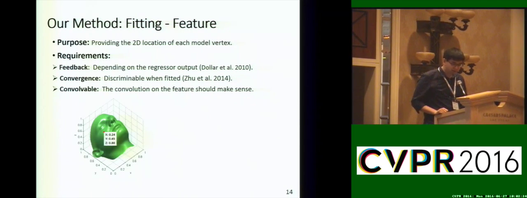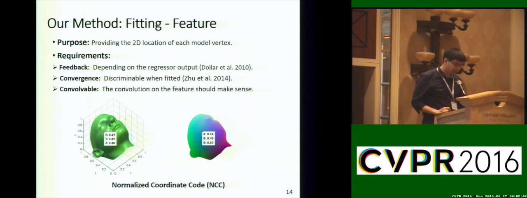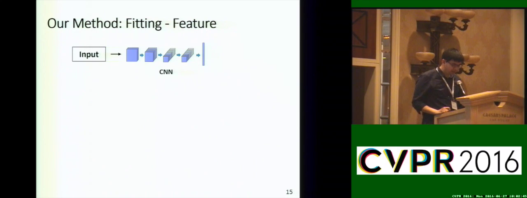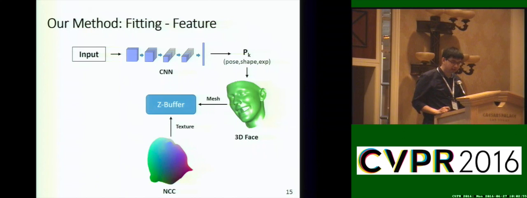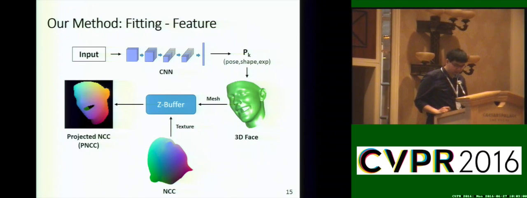So we design our features as follows. Firstly, we normalize the 3D mean face to 0 to 1 in the x, y, z axes. The unique 3D coordinate of each vertex is regarded as a 3-channel vertex index called normalized coordinate code, NCC. In the k-th iteration with a parameter Pk, we construct a 3D face and adopt the Z-buffer with NCC as its texture, generating the projected normalized coordinate code, PNCC, which is then sent to the input of the CNN.